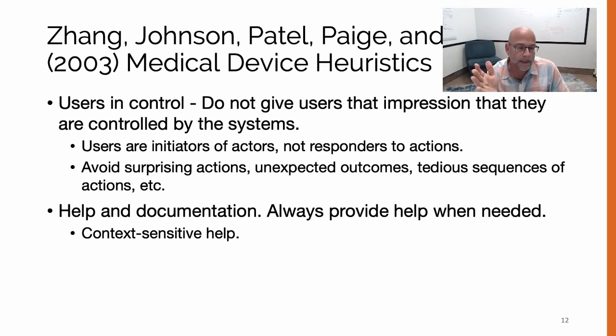People aren't going to read help and documentation ahead of time, or at least very few people would. Instead, it should be provided when it's needed. Context-sensitive help is one way to do that. Okay, so those are some examples of heuristics.